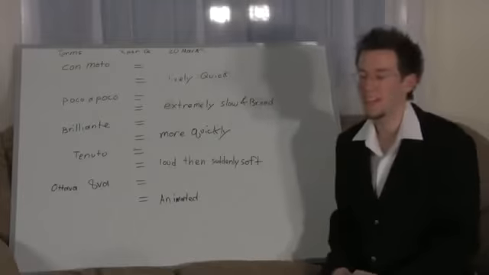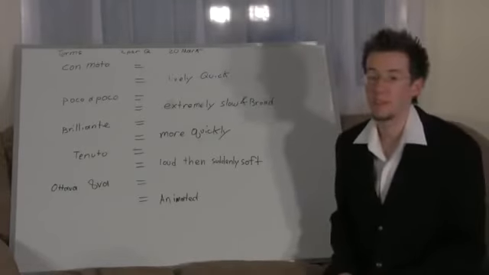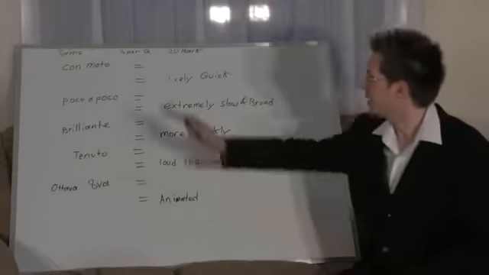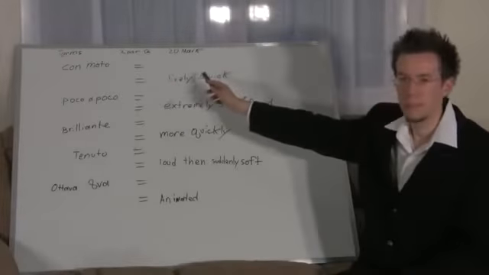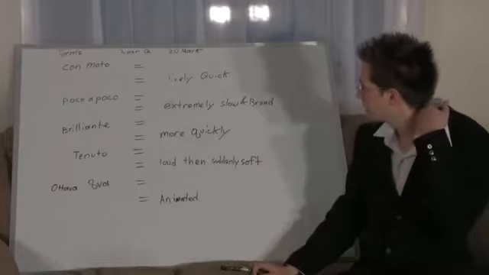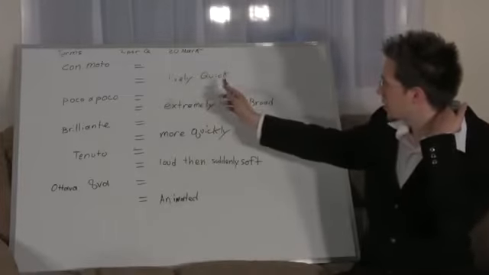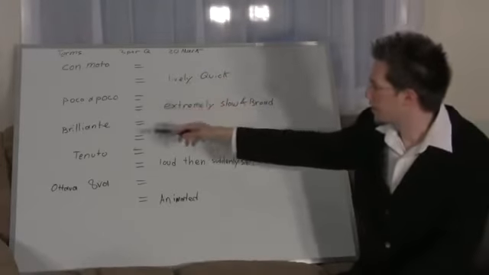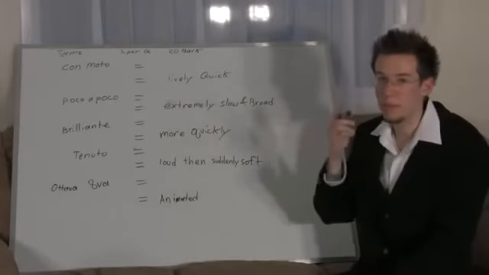Okay, and finally, we have our terms. Okay, so we have con moto. So you're going to basically do swapping, filling out either side. So con moto means, what does lively and quick mean? Or lively and quick. What does poco a poco mean? I hope you remember that one.